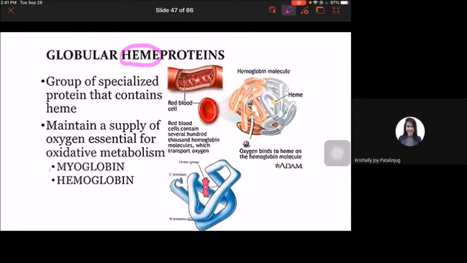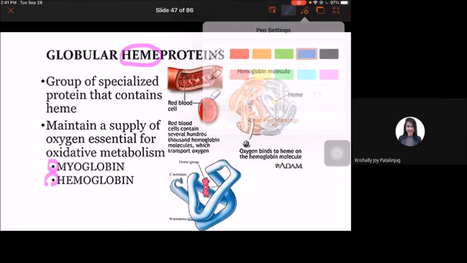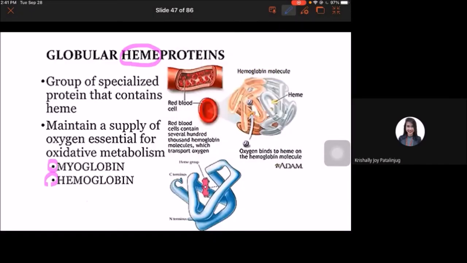Now, talking about globular proteins I have mentioned earlier, it has two types, myoglobin and the hemoglobin. Yung myoglobin dyan, that is important particularly for storage of oxygen. Then hemoglobin, this is for the transport naman. That's for hemoglobin.